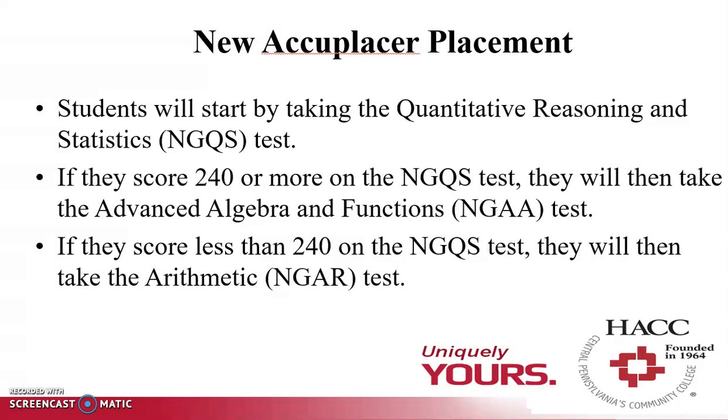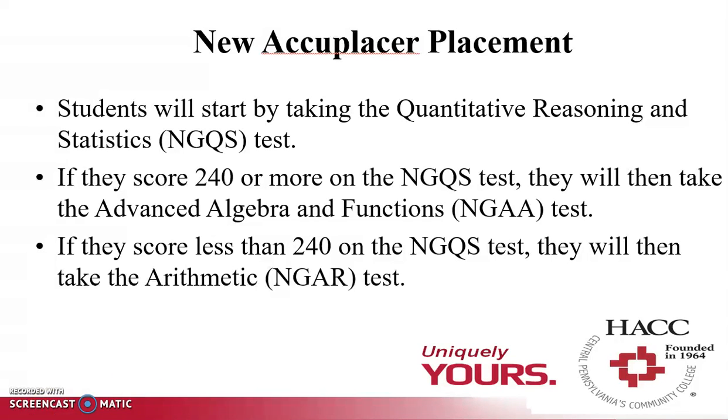Students who will be taking the test will start by taking the Quantitative Reasoning and Statistics, which we will refer to as NGQS. If they score 240 or more on the NGQS test, they will then take the Advanced Algebra and Functions test, which we will refer to as NGAA. If they score less than 240 on the NGQS test, they will then take the Arithmetic test, which we will refer to as NGAR. When reviewing the flowchart, you will use the NGAA score first. If that score is not listed, then you will go to NGQS.